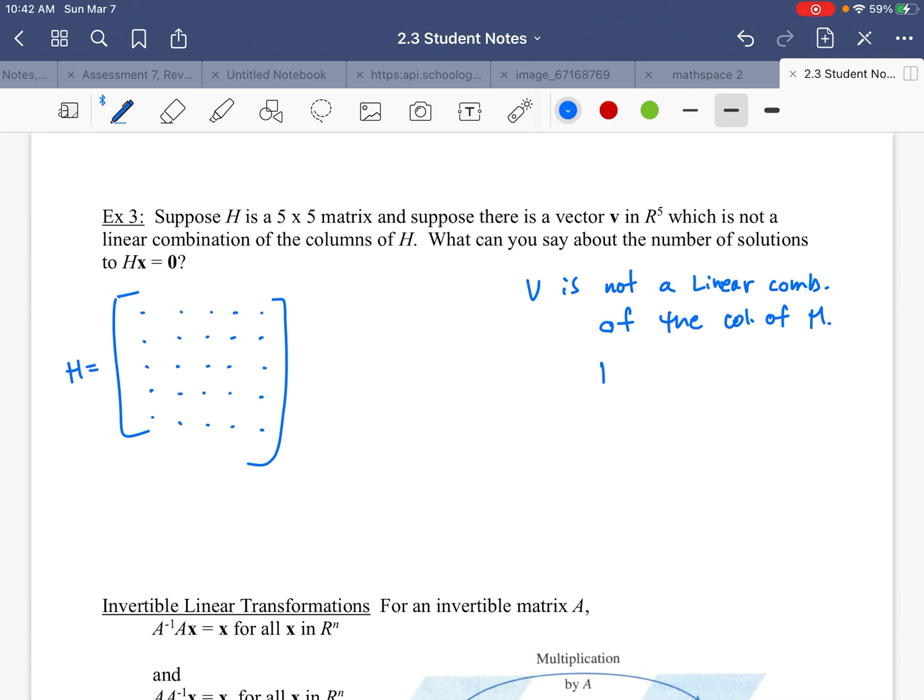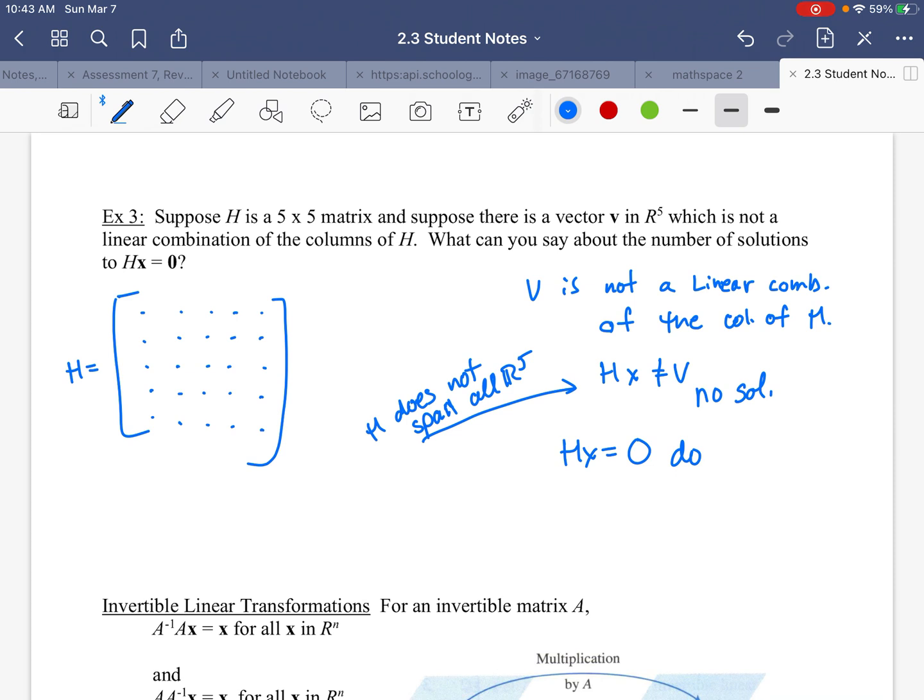So basically what we're saying right here is that H times x equals V doesn't work, right? There's no solution to this. So if there's no solution to that, then H does not span all of R5. So everything's false, which means there are infinite solutions. Hx equals 0 does not have only the trivial solution.